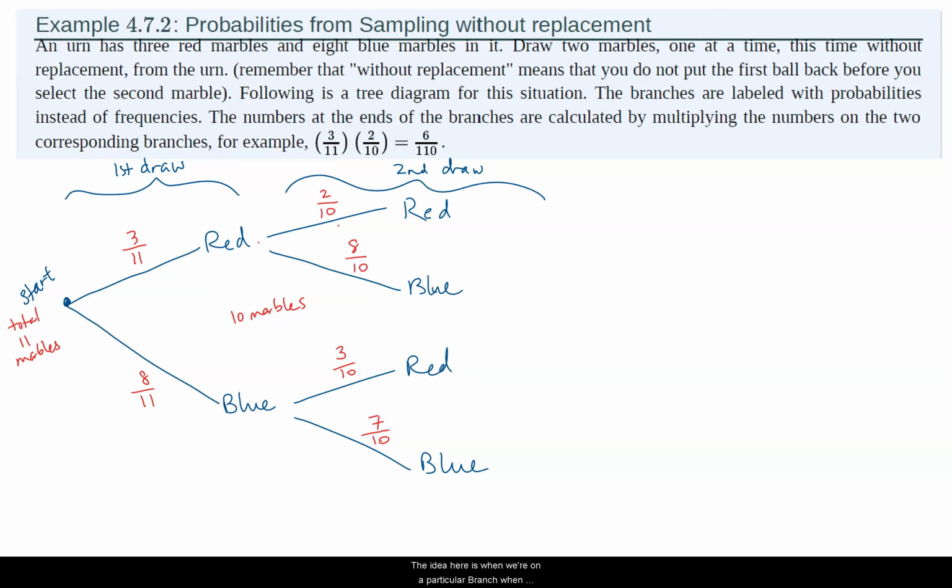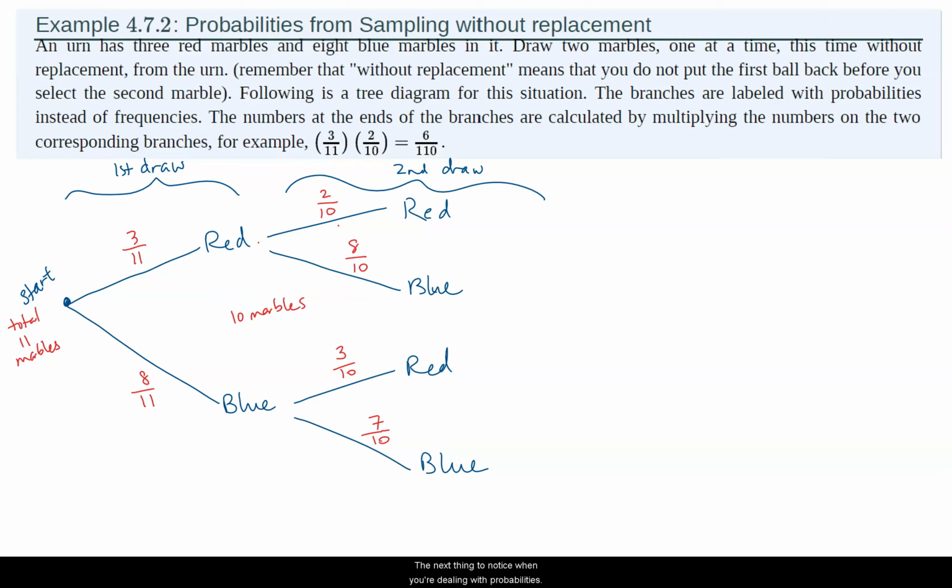So the idea here is when we're on a particular branch, when we're on the red branch, for example, we're assuming we took a red marble out the first time. Then we write the probabilities associated with drawing that red marble first. What's our second draw? Similarly on the blue branch, I'm assuming I have a blue ball out. What's the probability I drew a red or a blue, given that a blue ball is out?